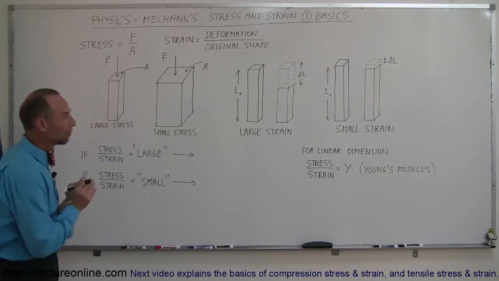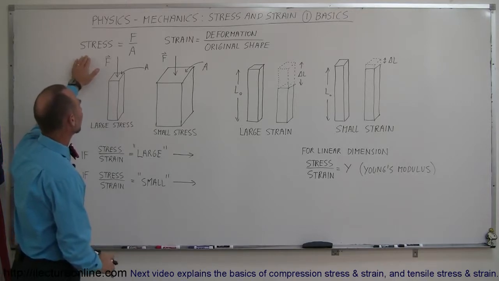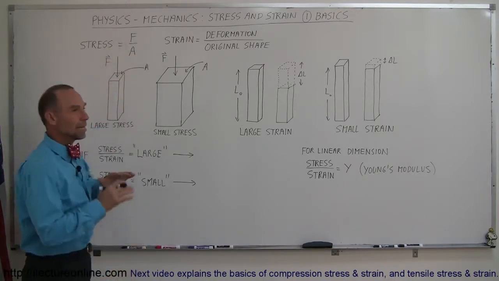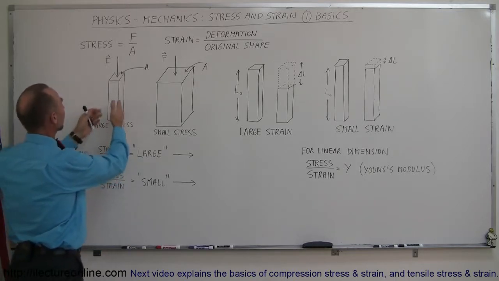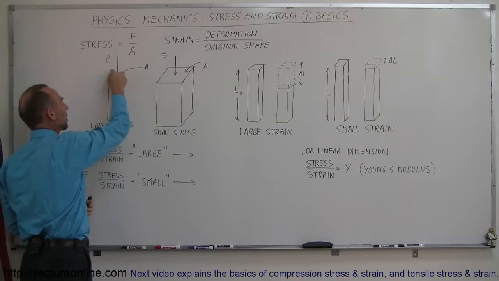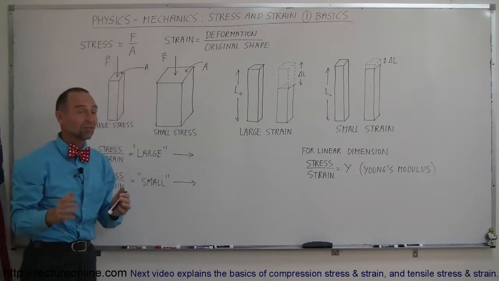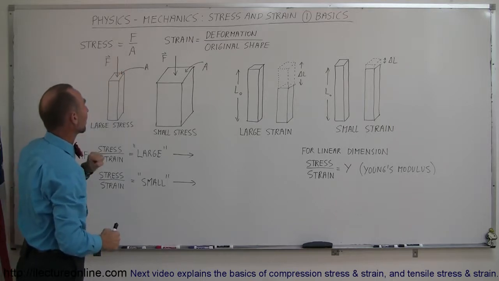So first of all, we're going to define the term stress. Stress on a material is simply the force divided by the cross-sectional area over which it is applied. For example, if you have a beam like this and you push down on it with a certain amount of force and the beam has a certain amount of cross-sectional area, the stress is simply expressed in terms of the ratio of the force divided by the area.